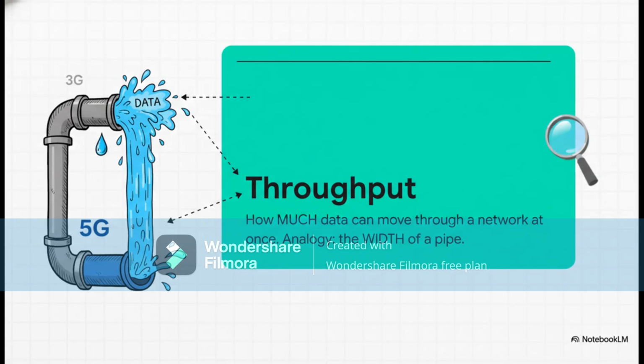First up, we've got throughput. The easiest way to think about this is to picture your internet connection as a water pipe. Throughput is just how wide that pipe is. A narrow pipe, like their old 3G network, can only let a little trickle of data through. But a really wide pipe, like a 5G network, lets a massive flood of data flow through all at once. So for things like cloud services that are moving huge files, you absolutely need a wide pipe.